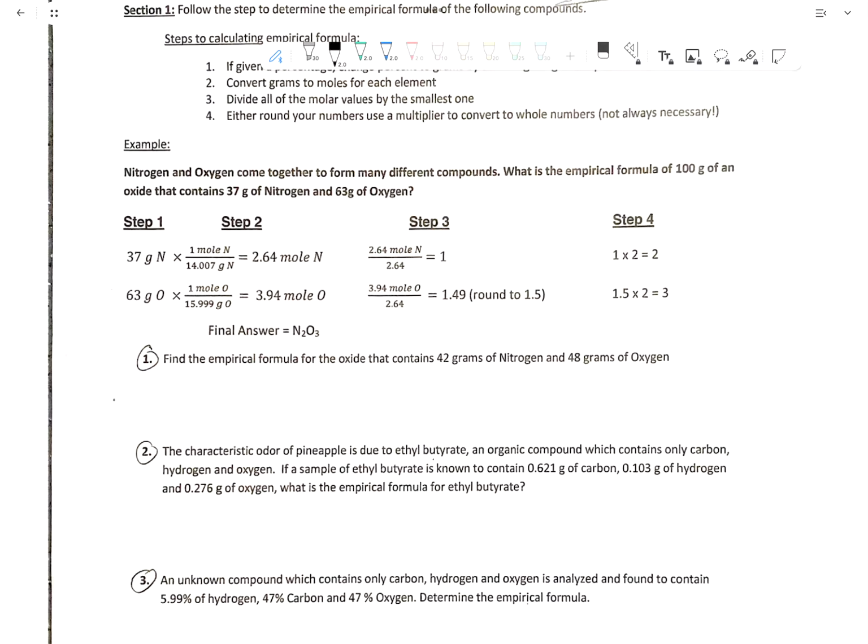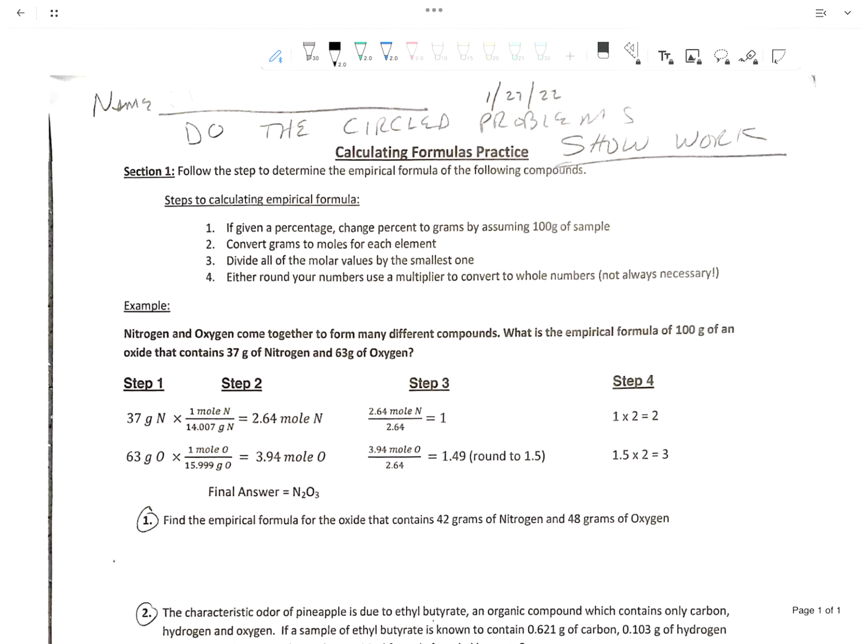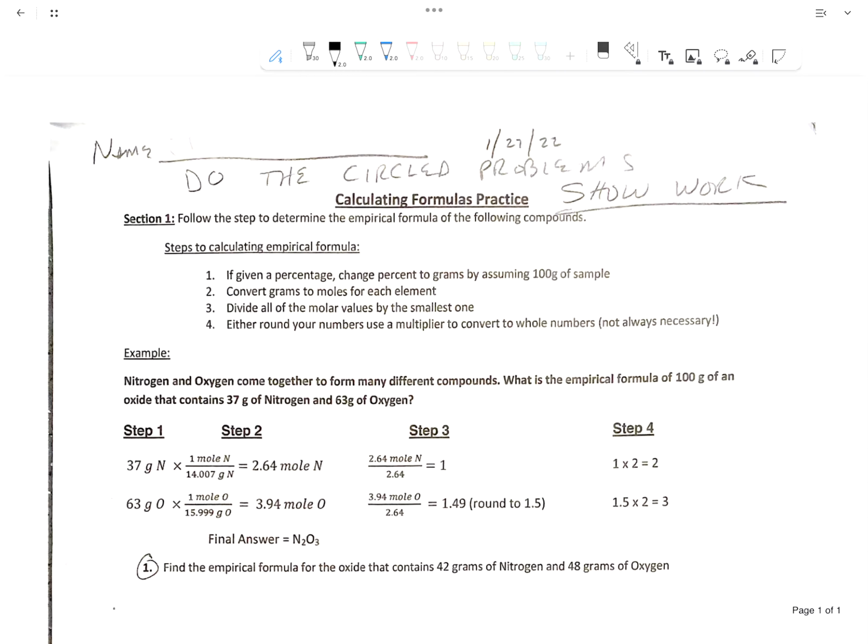Okay, a quick video on finding empirical formulas. And this is the calculating formulas practice.